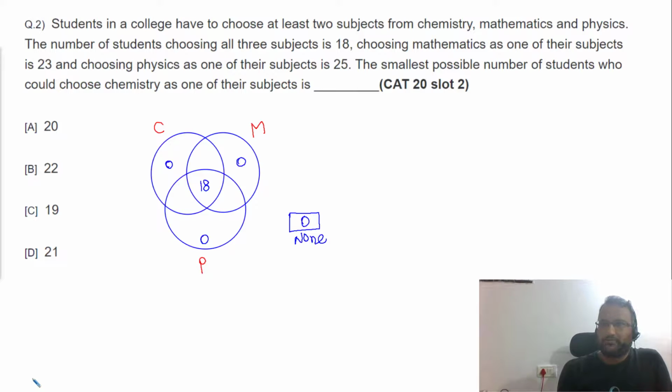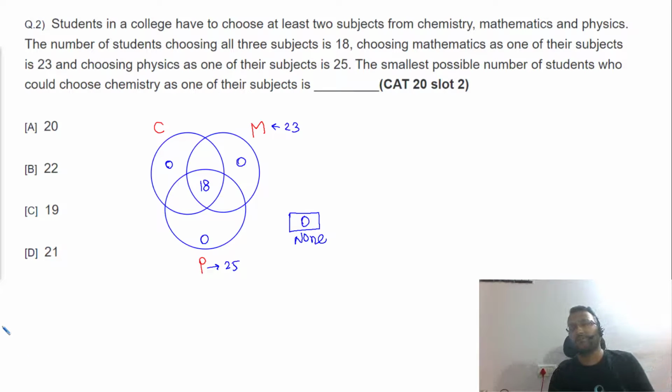Choosing mathematics as one of their subjects is 23. So the value of this circle is 23. Choosing physics as one of the subjects is 25. The value of this circle is 25. The smallest possible number of students who could choose chemistry as one of their subjects. So we need to find the minimum possible value of this circle.